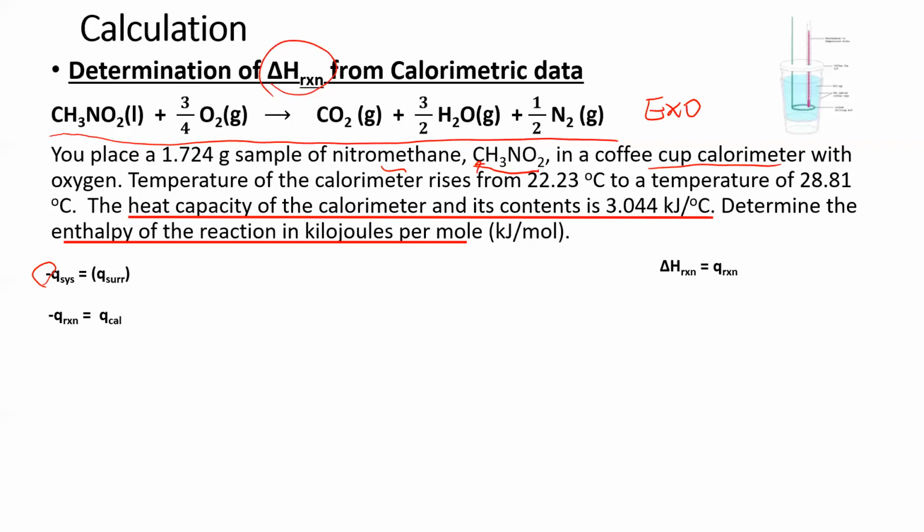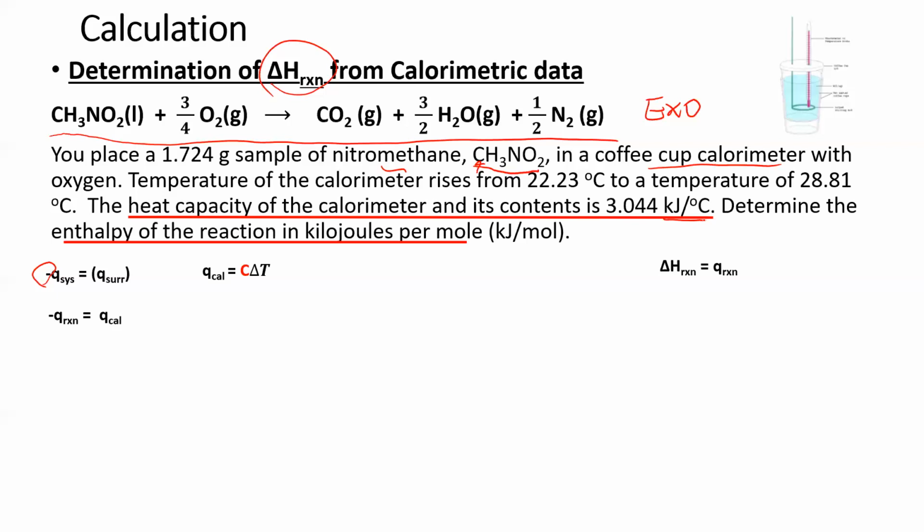Well, I know that they give me the heat capacity of the calorimeter, and we see that the heat capacity is in units of kilojoules per degree Celsius. Nowhere does it say kilojoules per gram degrees Celsius. This is not specific heat. It doesn't matter what the mass is. It's looking at the entire calorimeter and its contents. So we are not using Q equals mcΔT for the calorimeter. We are using Q equals CΔT, the heat capacity times delta T.